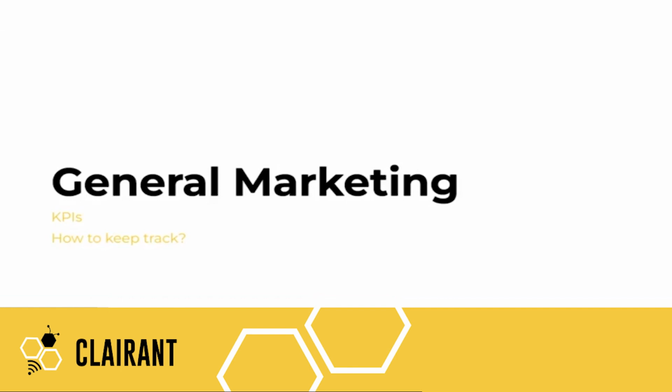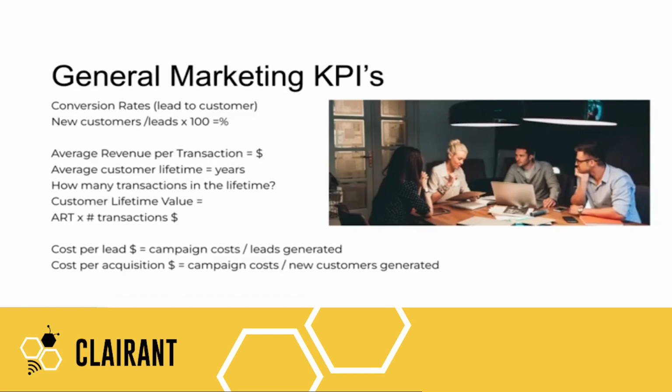Awesome. Okay, so we're going to talk about some general key performance indicators that you should be tracking, and then we'll also go over how you can actually keep track of them on a spreadsheet. So some general marketing KPIs I want you all to be aware of. The first one is conversion rates. Now, a conversion rate can be almost anything in our world, but from a marketing perspective, a conversion rate is usually a lead to a customer expressed in a percentage.